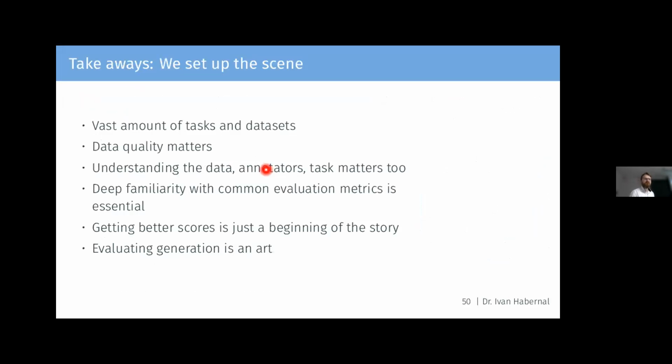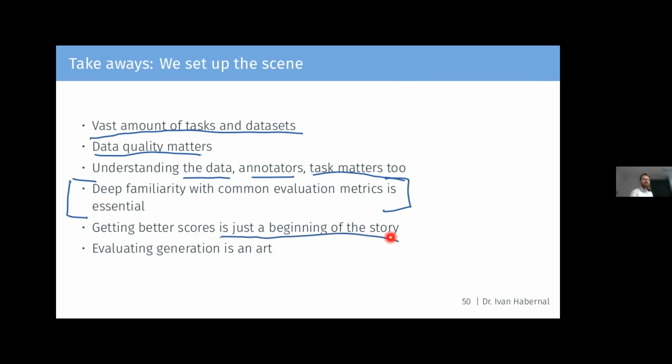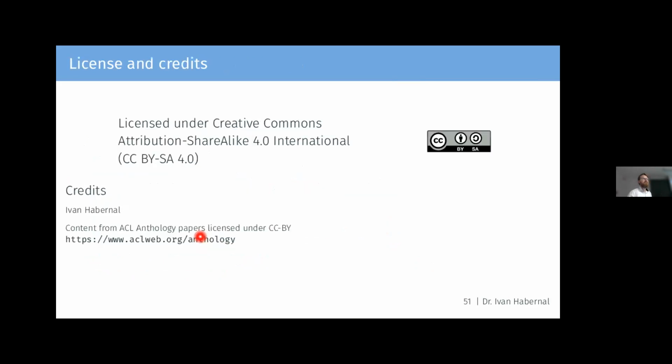So remember, we have a vast amount of tasks and datasets. Data quality matters. Understanding the data annotators and the task matters as well. We should be familiar with the common evaluation tasks and metrics, because then if you read papers that say human level performance on SNLI, you will know what it means, who created the dataset for what, and what kind of bias was in the data. And getting better scores is just the beginning of the story. Getting better BLEU translation, nice, crunching numbers, cool. But does it do any better? So take this into mind. And evaluating text generation is an art. Having said that, thank you very much. I'll see you in a week.